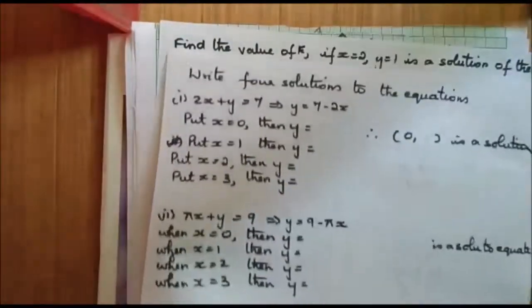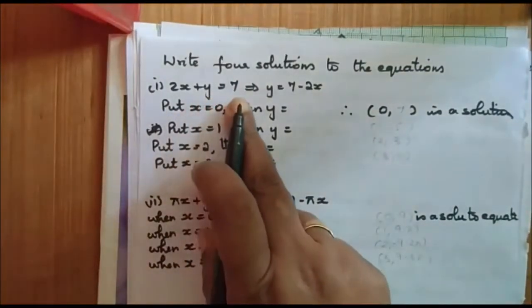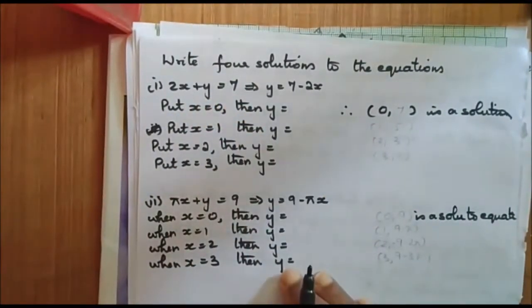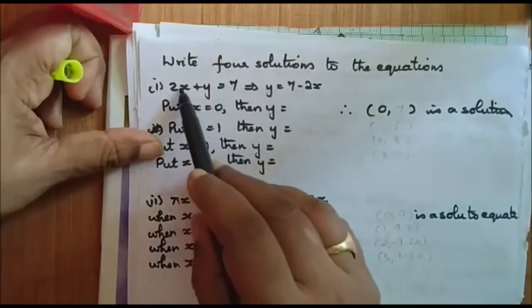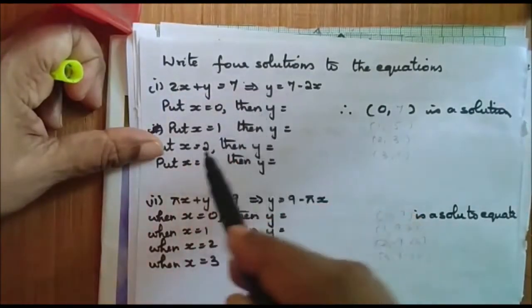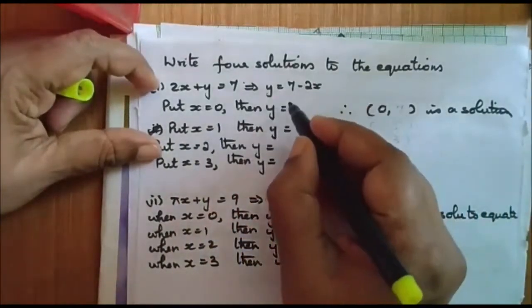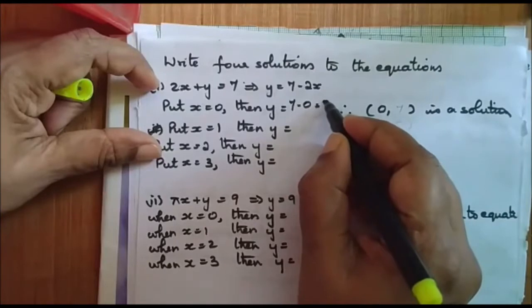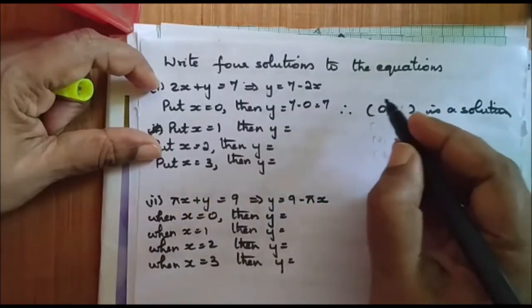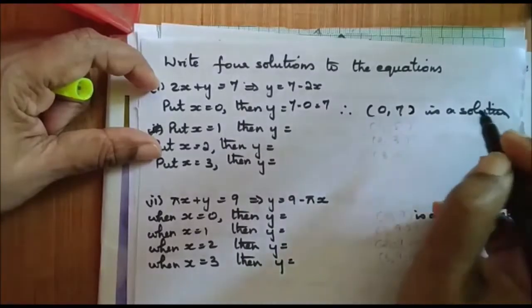Now write four solutions to the equation 2x plus y equals 7. I can rewrite this as y equals 7 minus 2x. I have brought the 2x to this side. Now I put x equals 0. So y will be nothing but 7 minus 0, which is equal to 7. So what is the coordinate here? x is 0 and y is 7 is a solution.